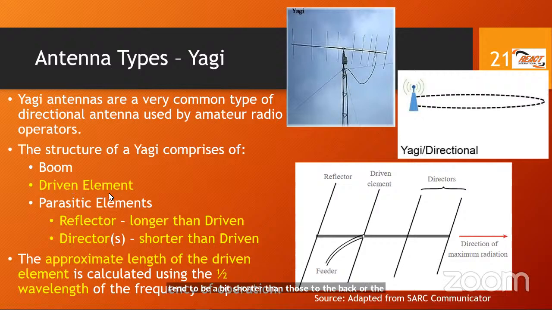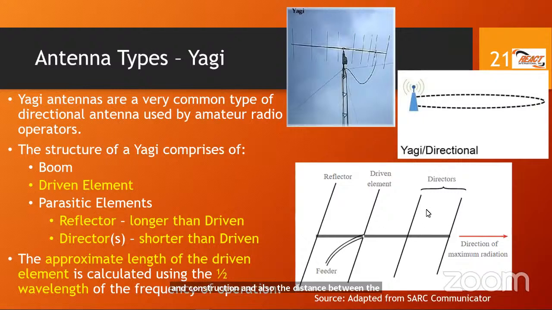You have the driven element, you have these parasitic elements: the reflector, which is longer than the driven element, and the directors, which are shorter. And you can have multiple directors. You can have one director, you can have two, you can have 5, you can have 15, 20. Yes, there are antennas with multiple directors as well. It depends on the design and construction, and the distance between the elements is also important to the antenna design.